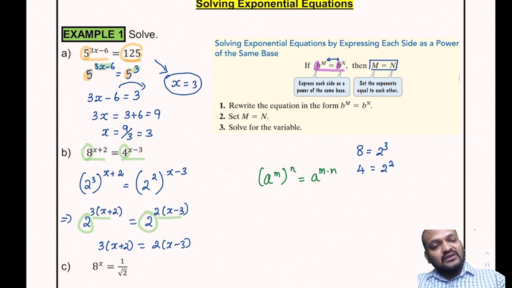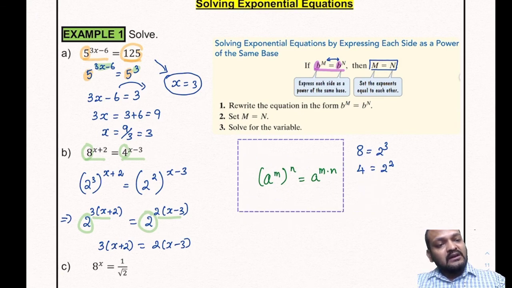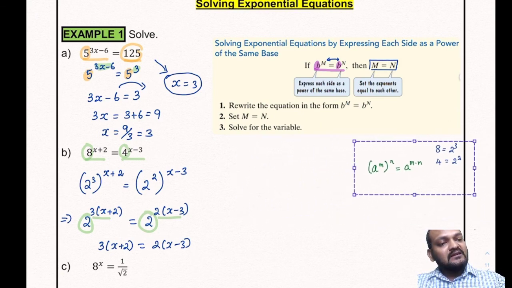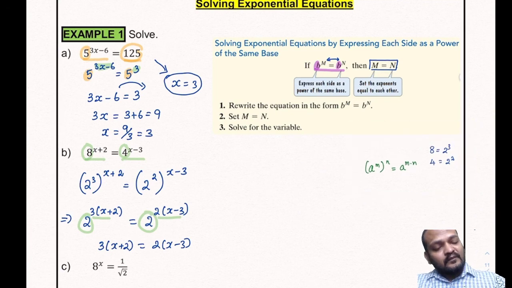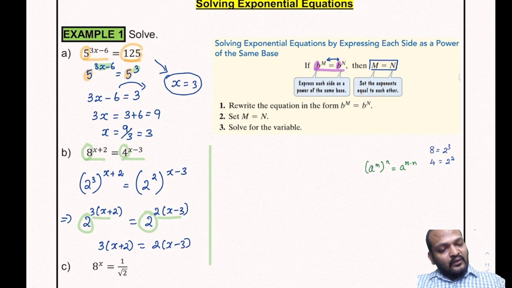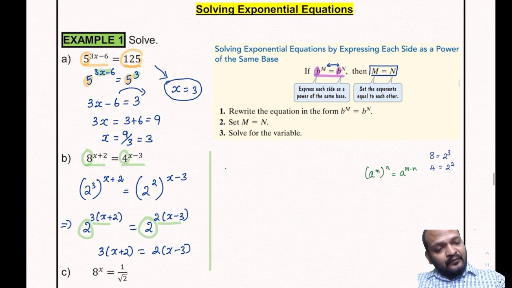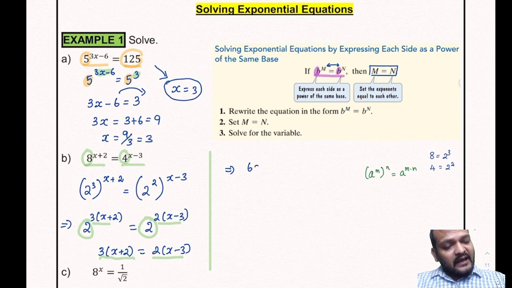Now let me try to work with this equation. Let me move these things to the other side, and also I'm going to shrink it. So now what I'm going to have here is the following. If I distribute the 3 and if I distribute the 2 in here, I am going to have 3x plus 6 equals 2x minus 6.